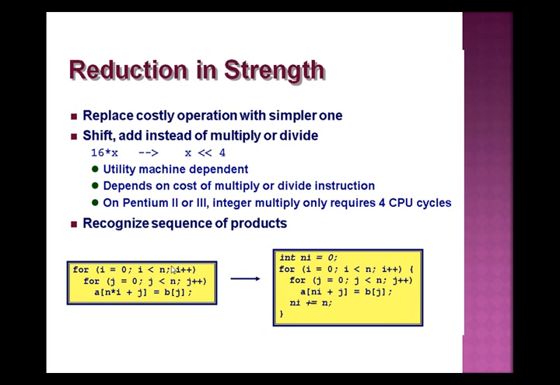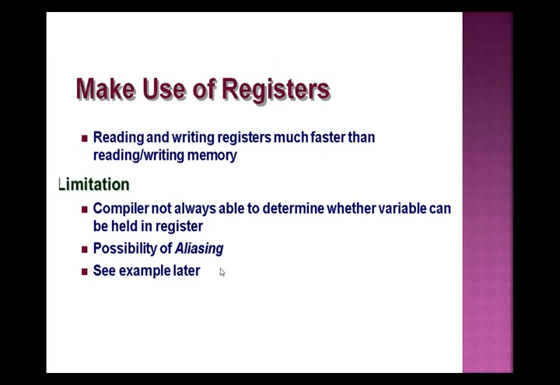Then reduction in strength. How will strength be reduced? What are the reasons for reduction in strength? They say replace costly operations with simple ones. That is how to improve or increase the strength: use the simplest operation in place of the costly operation. Then use addition instead of multiply or divide. These are the multiple steps that we follow to increase the performance of the program.